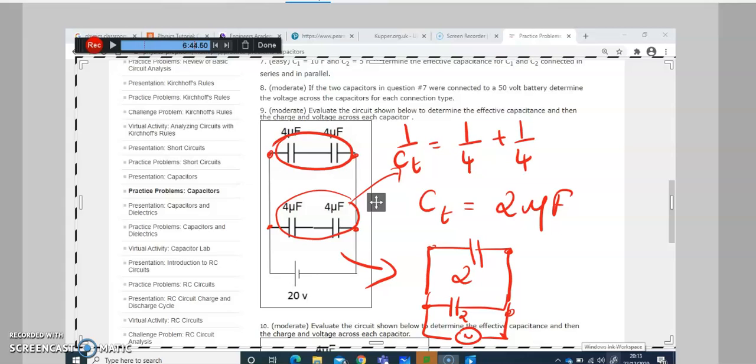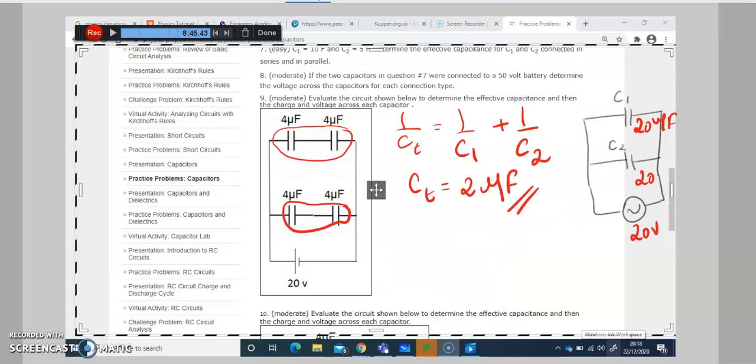Now, once you have found the C total for both the branches, which is 2 and 2, it's asking you to find the charge and voltage across each capacitor. So we know the voltage is going to be 20 here and 20 here, but we need to find the charge.